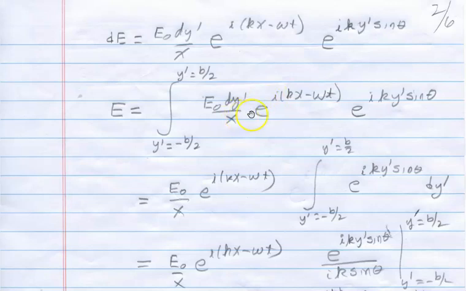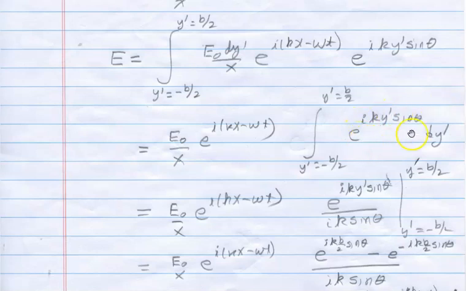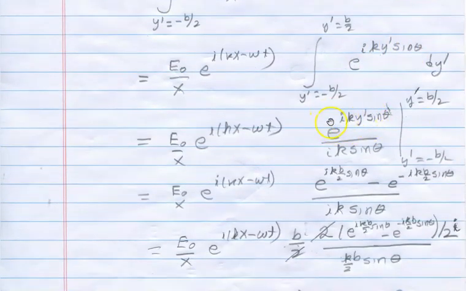Oh, there's lots of stuff that can be pulled outside. E naught and x, and this plane wave here can all be pulled out. They don't depend on y prime, which is the integration variable. The integration is then simply of this function, and that's pretty easy because it's really just an integral of e to a constant times y prime, and the integral of an exponential is just the exponential divided by the constant a that's multiplying it in the exponent, which in our case is ik sine theta.